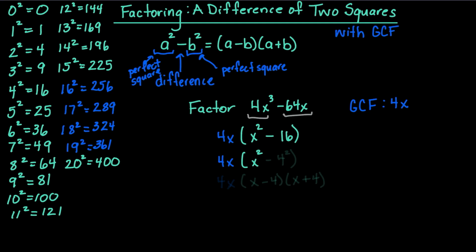x squared, and 16 is equivalent to 4 squared. So x squared minus 16 factors into x minus 4, x plus 4. So my original expression, 4x cubed minus 64x, is going to factor into 4x times x minus 4 times x plus 4.